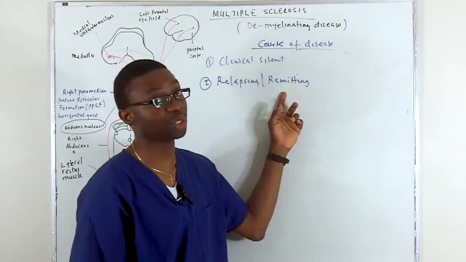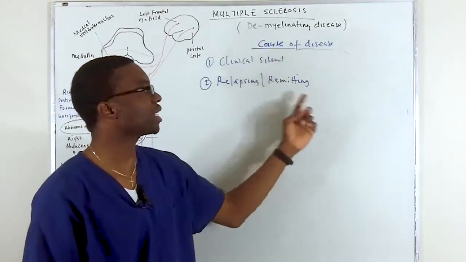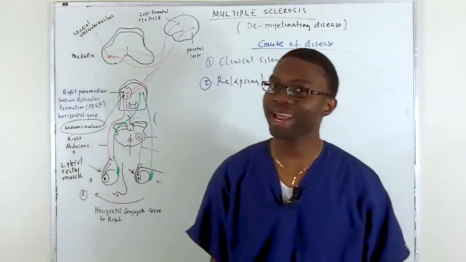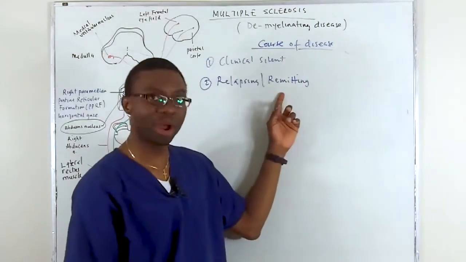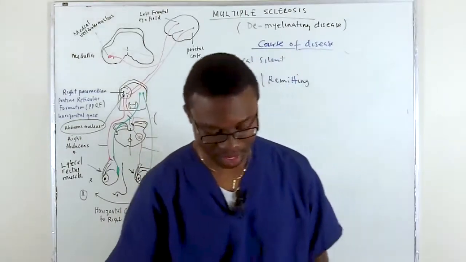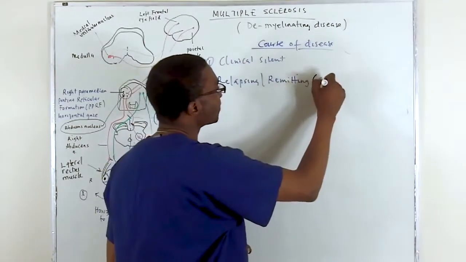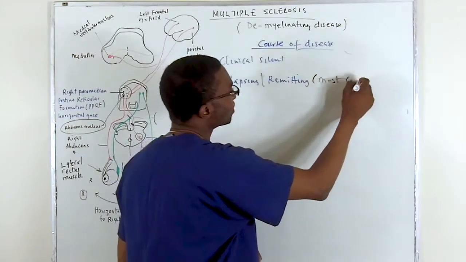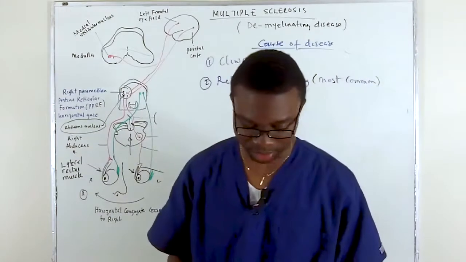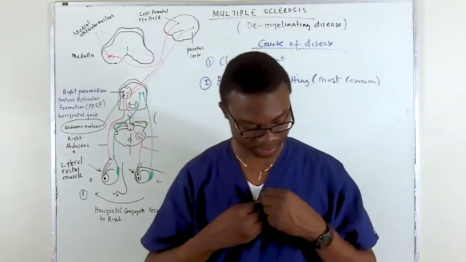Oh man, my mood is good. I'm not pissed off because I don't have any weakness. I don't have any blurry vision. I don't have any double vision. I don't have any pain. That means the disease is now remitting. That is what remitting means. So it's exacerbation, remission. By far, this is the most common type of the disease. Most common form of multiple sclerosis. That is usually how most patients present.